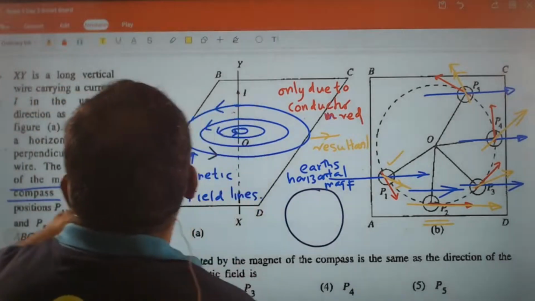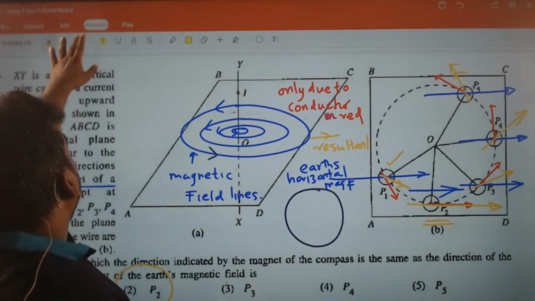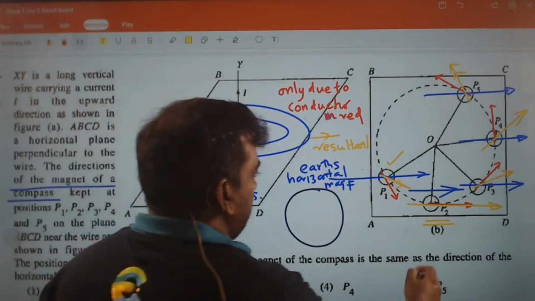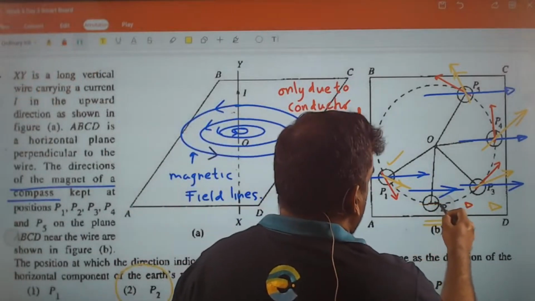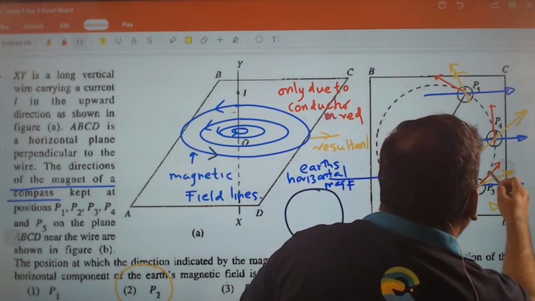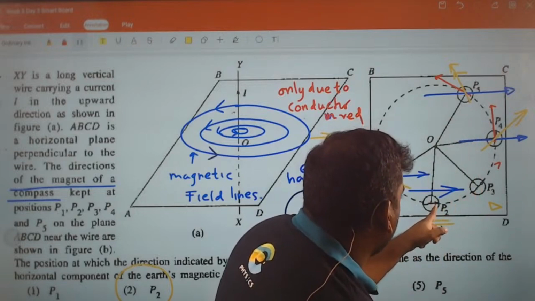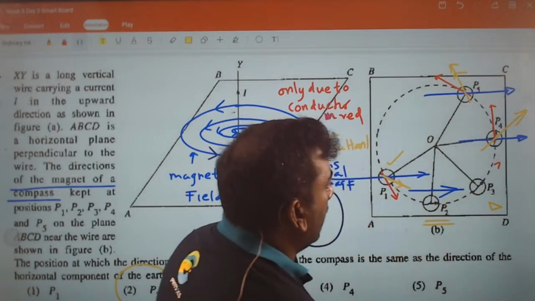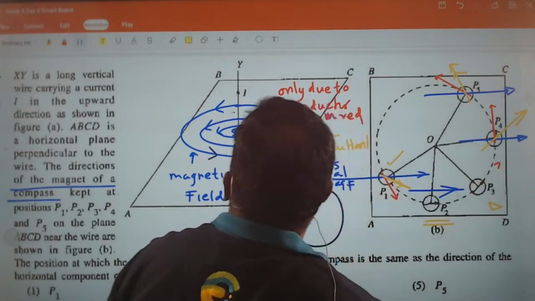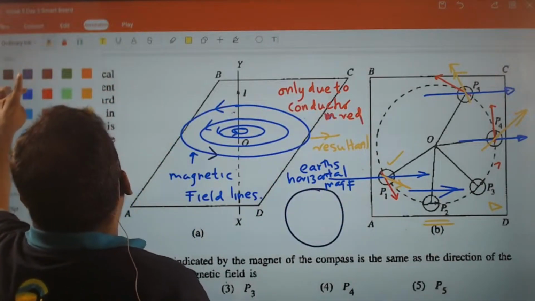So wait, I need to erase this and see because of the diagram. Wait till I erase this and check. Here they indicated direction. Both seem to be the same, or this looks a bit different. I think this looks the tangent, no? This looks the tangent.